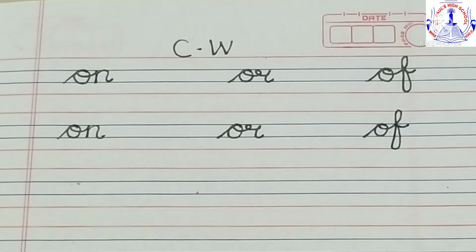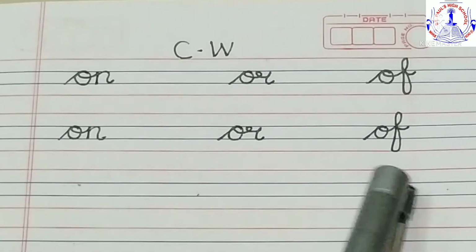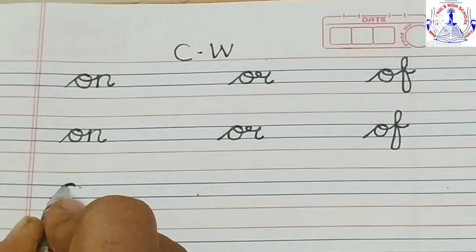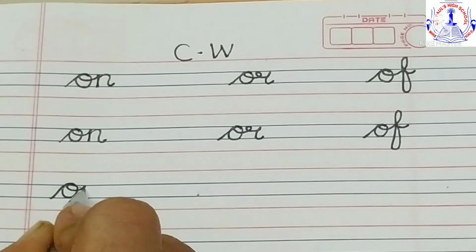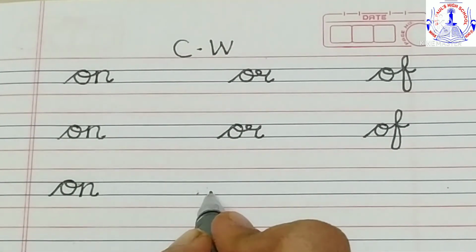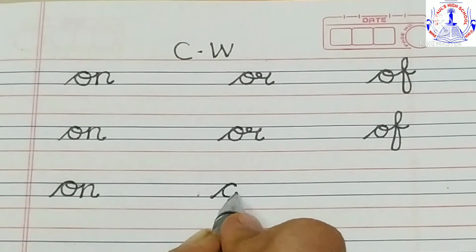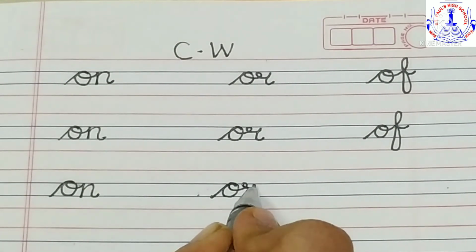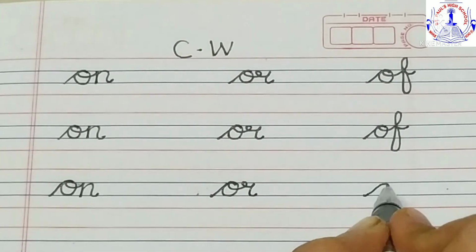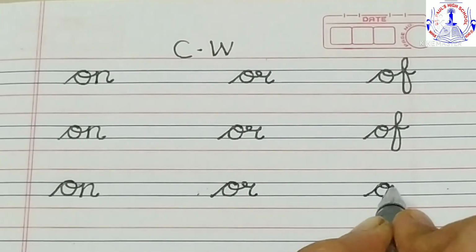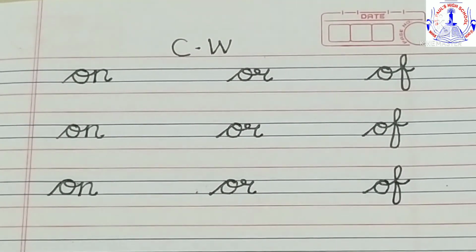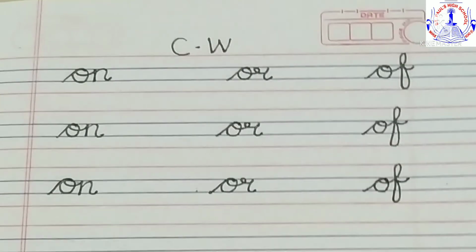Very good. Now let's move on to the next line. You have to always join and write, children. First you write the first letter O, join and write N. On. Next is small cursive letter O, join and write small cursive letter R, O-R, or. O, F, off. O-F, off.